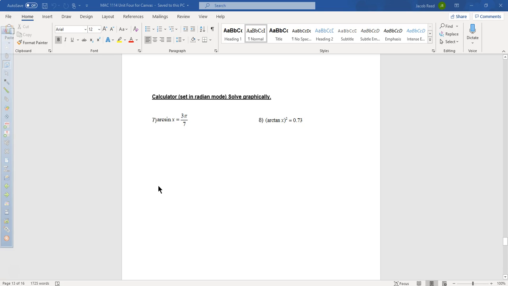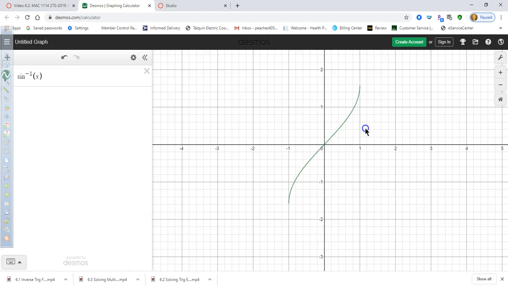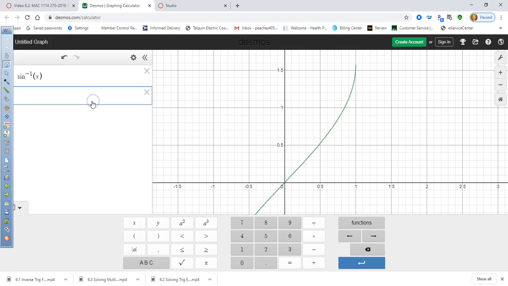Alright, 2 questions left and then we are done with chapter 6. These are both graphing questions, so we're going to look at Desmos for these. It's wanting you to basically do what we've done before. So I'm going to use their functions here. I have arc sine of x. Let me zoom in for arc sine of x, that's what it looks like. And then I need y equal 3 pi divided by 7.